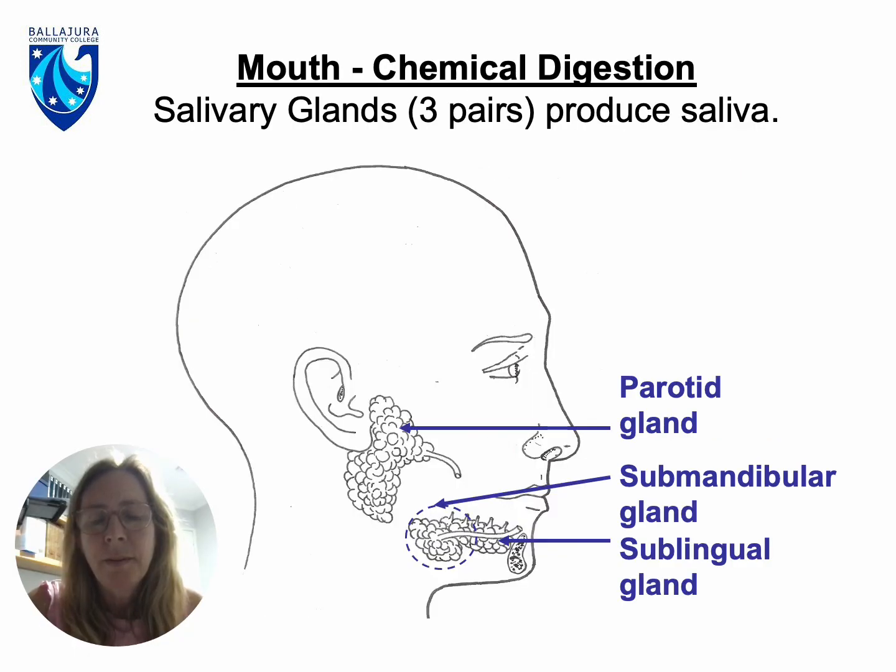The mouth contains 3 pairs of salivary glands, some above and some below the tongue. They all produce saliva, which has various components, but the most important for you is the amylase, which is a digestive enzyme for starch.